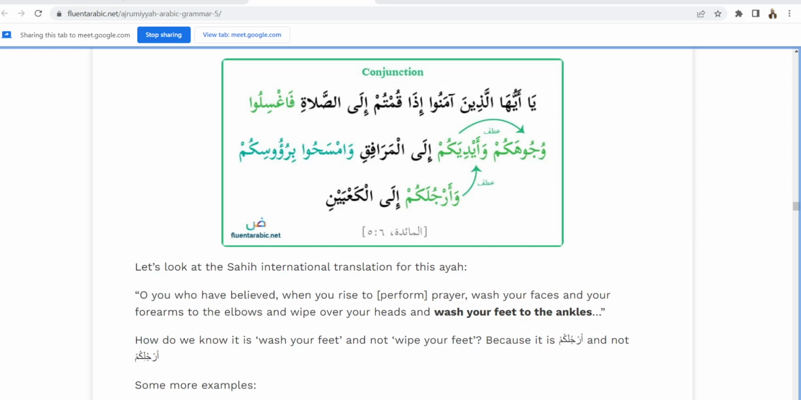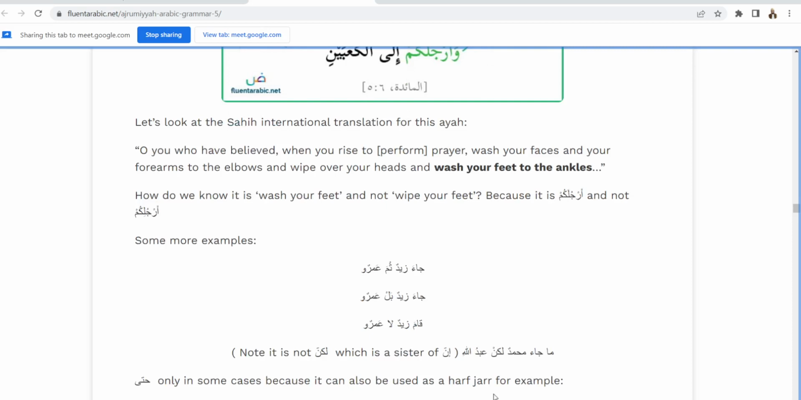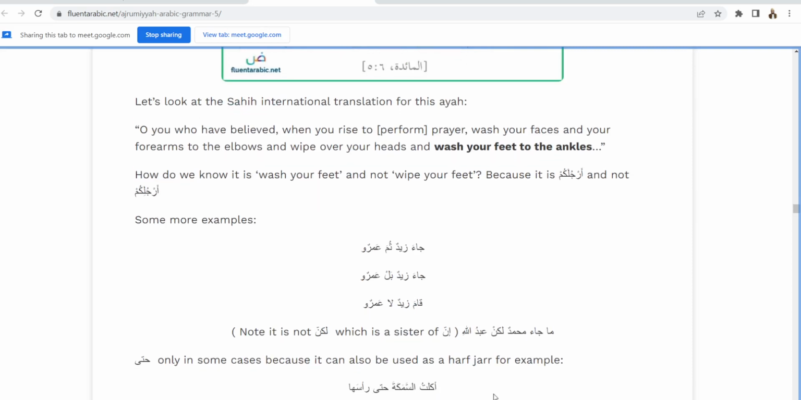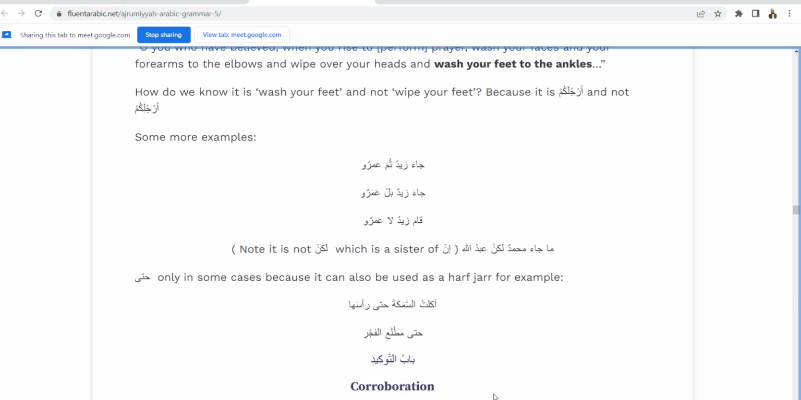Now let's continue with some more examples. جاء زيد ثم عمرو. Zaid came, then after some time, عمرو. جاء زيد بل عمرو. Came Zaid. Actually, no, it's عمرو. جاء زيد لا عمرو. Came Zaid, not Amr came. So بل is the opposite meaning of لا. جاء زيد بل عمرو. Zaid came. No, no, it's عمرو. قام زيد لا عمرو. Stood up Zaid, not عمرو.